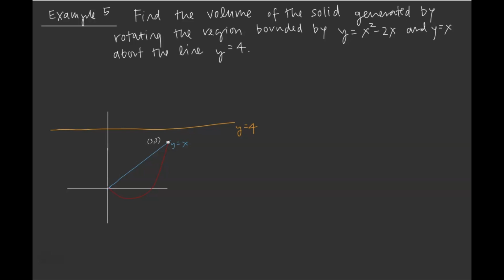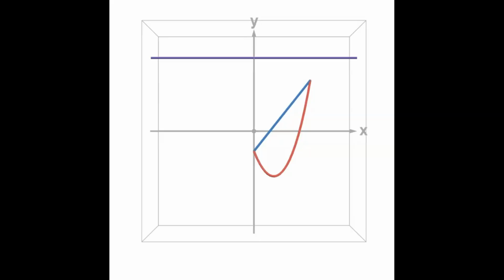And if we can get an accurate picture of the cross sections, that goes a long way to being able to find the volume of this solid. It's dependent on an infinite number of those cross sections. So let's try to see what this might look like as we're rotating it around this horizontal line.